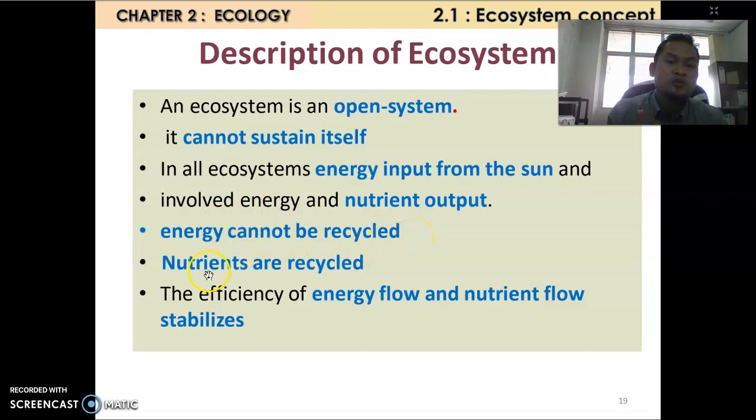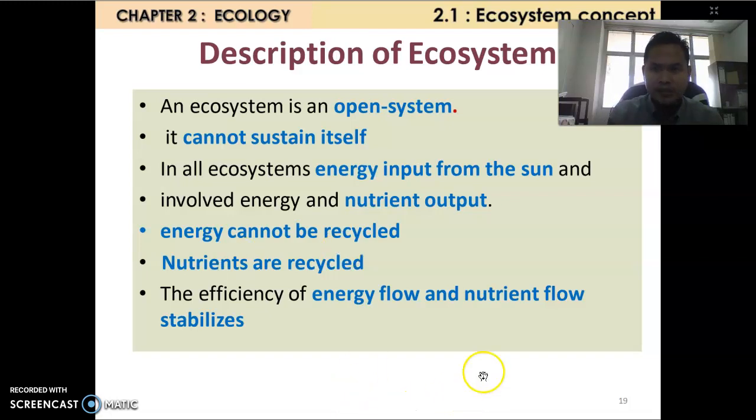Berbeza dengan perkara yang kedua iaitu nutrient. Kalau energy dia ada satu sumber iaitu sun. Tetapi nutrient dia tidak ada any source, because nutrients cycle along the ecosystem. Dia berkitar dalam ekosistem. Maka dia tidak ada sumber. Nutrient sebagai contoh karbon ataupun nitrogen, dia boleh berada pada abiotic component seperti dalam tanah ataupun udara. Karbon juga boleh berada dalam benda hidup. Contohnya berada dalam animal ataupun dalam plant. So they are recycled.